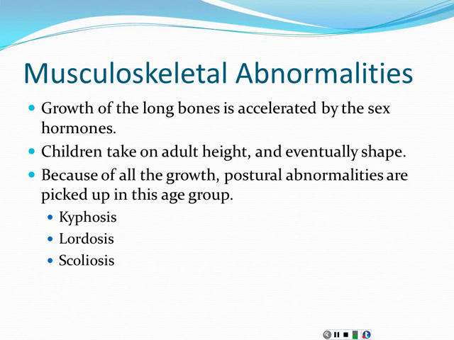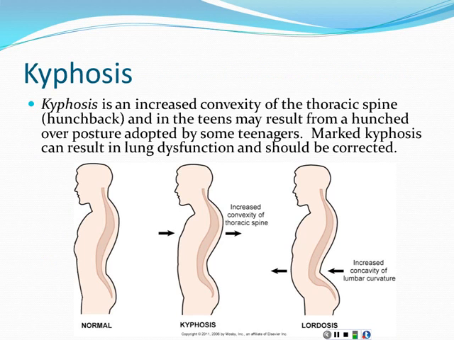During adolescence, there's a growth spurt. We all know that. We all experienced it. And because those long bones grow quite quickly, basically the adolescent goes from a child physique to an adult physique in just about 4 or 5 years. So as they take on that adult shape, we can start to see some of the postural abnormalities is when these first occur. So there's 3: kyphosis, lordosis, and scoliosis.